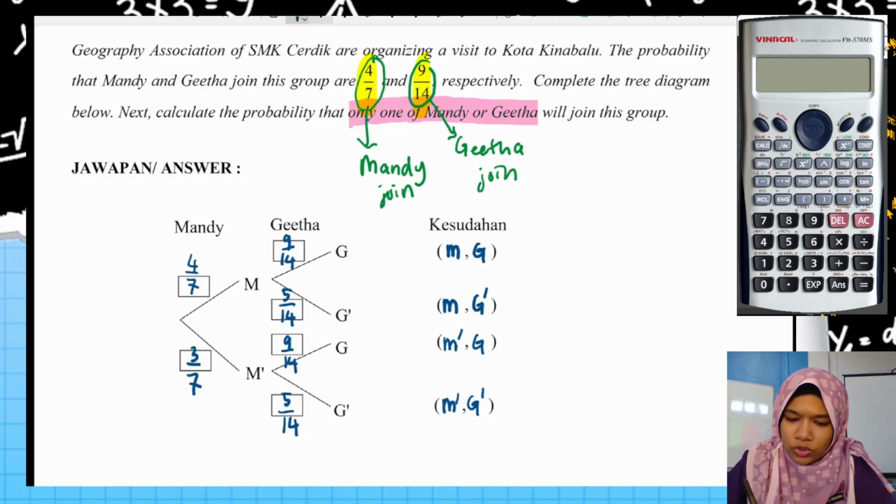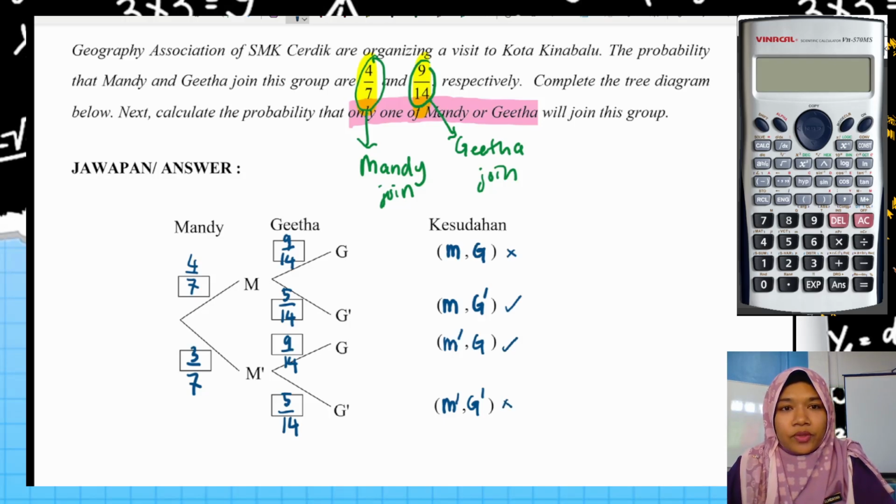Okay. So, yang dua-dua join boleh tak? Tak boleh ambil. Kemudian Mandy join, Gita tak join. Okay. Boleh ambil. Mandy tak join, Gita join. Boleh ambil. Dua-dua tak join tak boleh lah. Dia nak only one Mandy or Gita. Salah seorang kena ada. Alright.